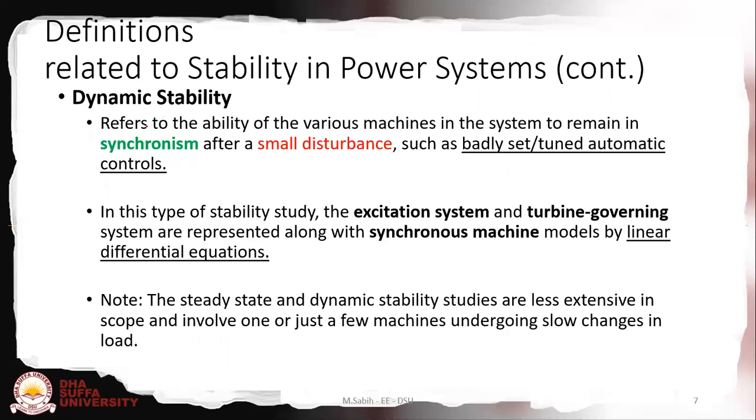The second type is dynamic stability. This is against small disturbances, okay? Not slow, they are small disturbances. For example, automatic controller tuning is bad. In this type of stability, the excitation system and the turbine governing systems are represented along with the synchronous machine by using linear ordinary differential equations. So the steady state and dynamic stability studies are less extensive in scope and involve one or just a few machines undergoing slow changes in the load.